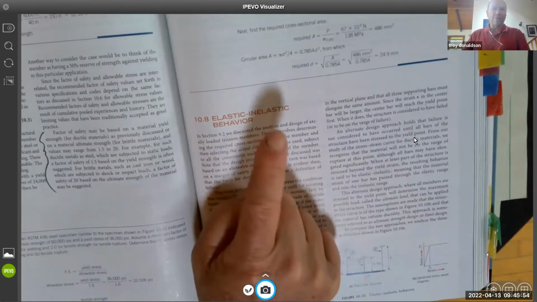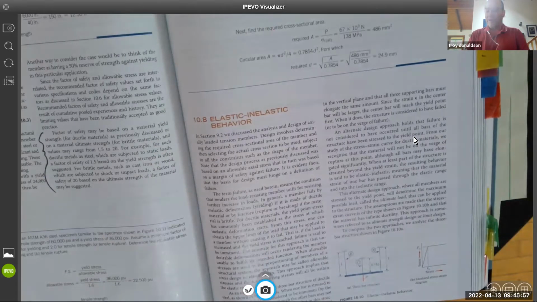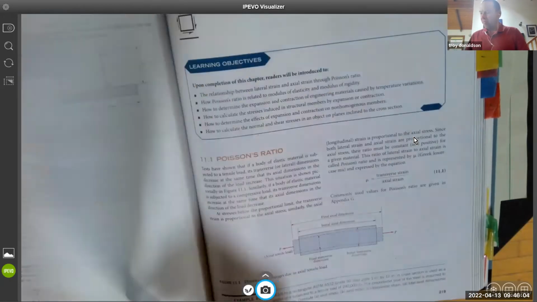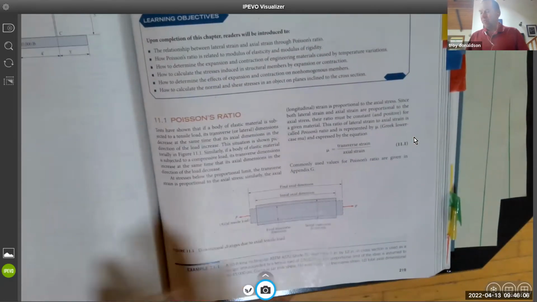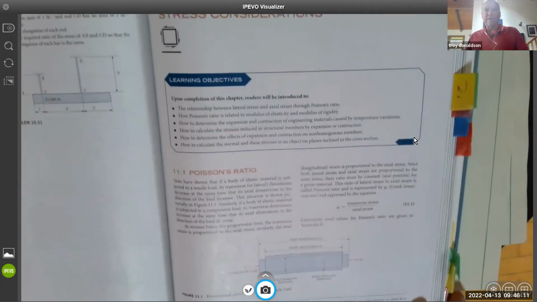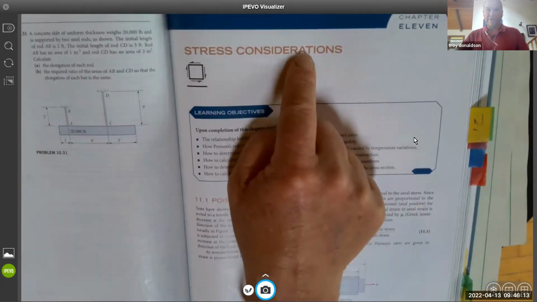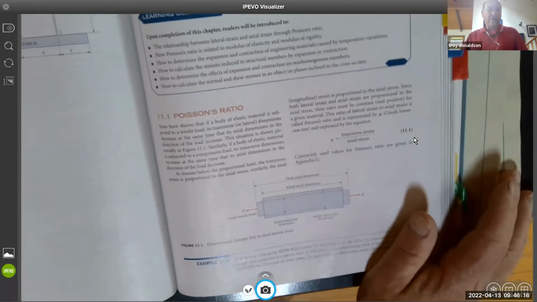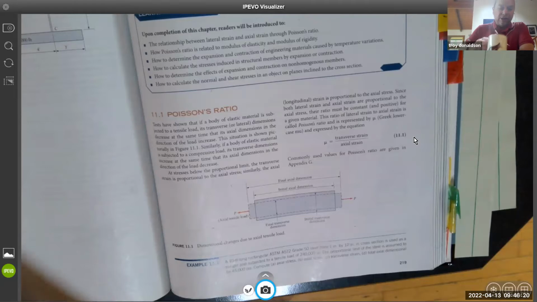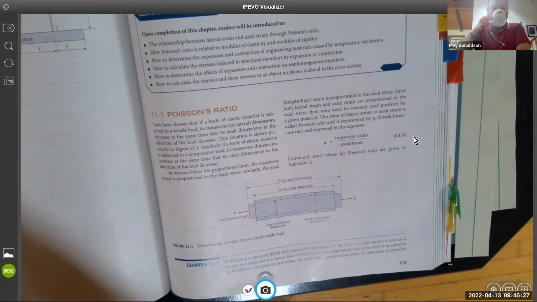Elastic, inelastic behavior, we will cover later in the term when we go to do design work. All right. So that kind of gets us through 10. You got some problems in there, but I want to move forward and talk a little bit about chapter 11. And chapter 11 is stress considerations. So we're going to do these individually, one at a time, but kind of in the real world, you will stack these up in a problem and think about each one. So we'll start to do that towards the end of the term.